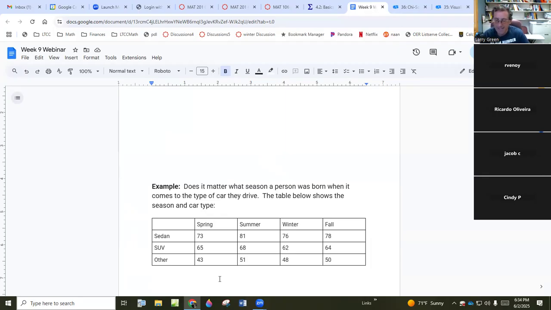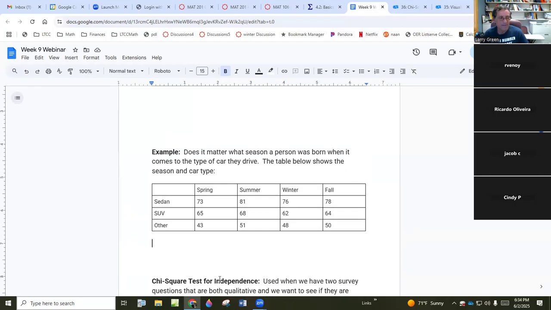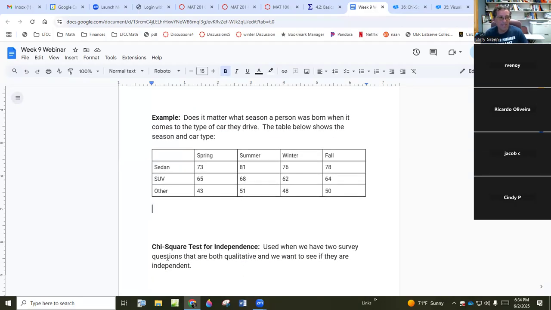Okay. And that was in chapter 3, when we talked about independent and dependent data. So what we're going to do is what's called a chi-squared test for independence. So we have a new test name.